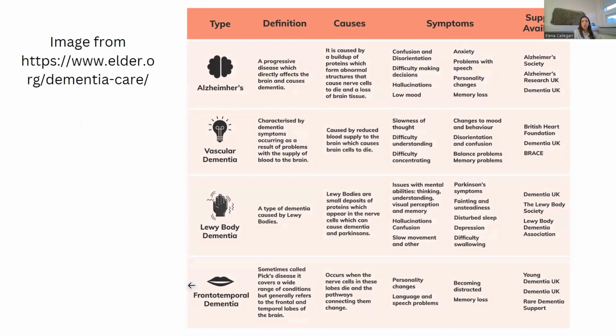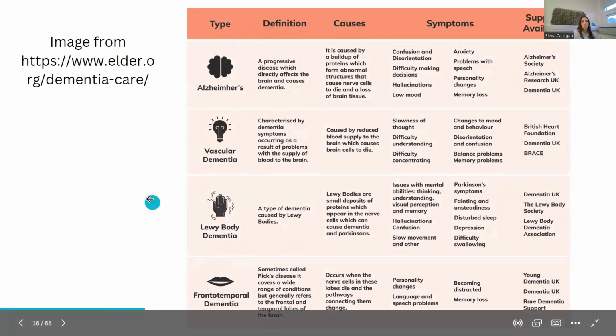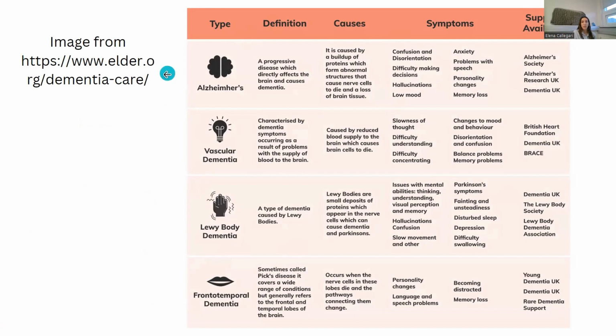And this image does a very good job at showing you that these different types of dementias have different causes and different symptoms. So for example, Alzheimer's disease, we'll see that more in detail, is caused by buildup of proteins in brain structure, but vascular dementia is caused by reduced blood supply to the brain. And what we're going to be focusing on again is Alzheimer's disease.